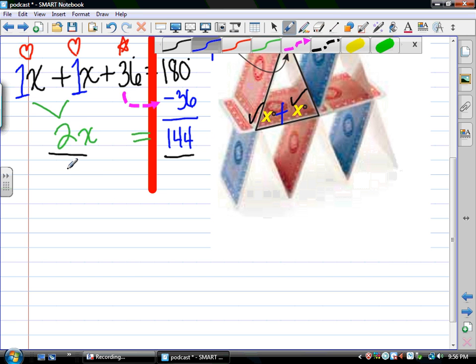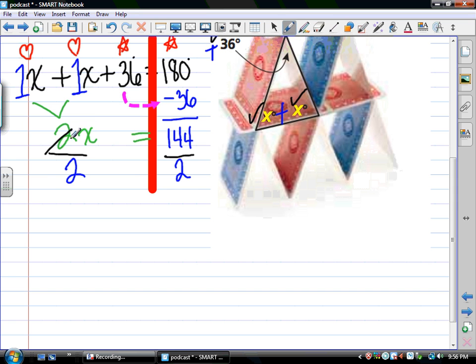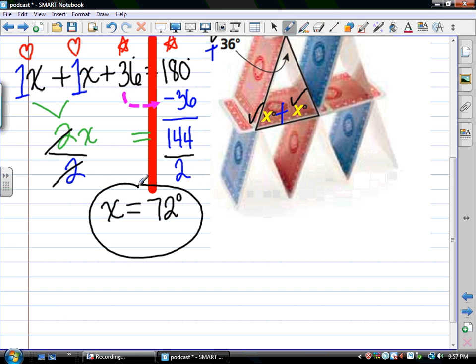Divide both sides of the equation by 2. Bada bing, bada boom. X equals 72 degrees. Excellent job. If you said, Mr. Phillips, you could check it by plugging and chugging.